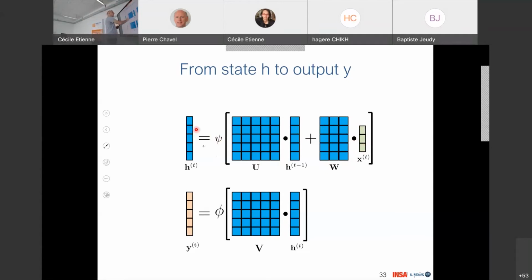So this equation here is the update equation for my hidden state, and then at each time step, I take the hidden state, and my output is some linear transformation followed by element-wise nonlinearity of my hidden state. So y depends on h, and h is updated through its past value and the contribution of the observation, okay? So this might sound a little bit tricky, so I prepared a toy example.